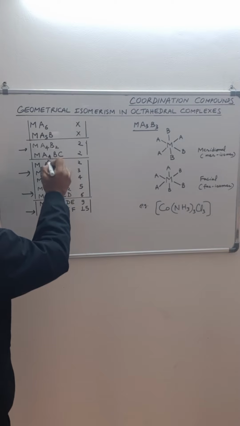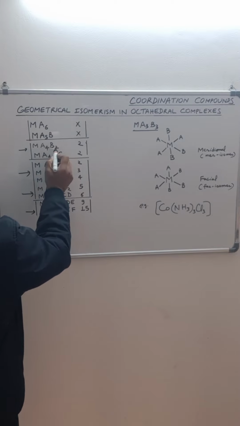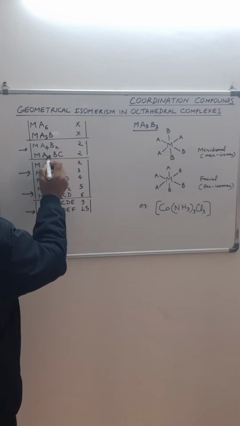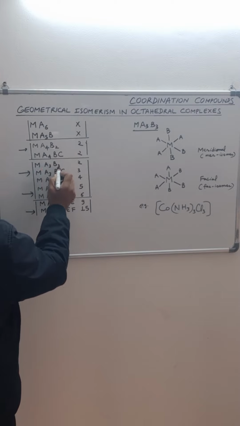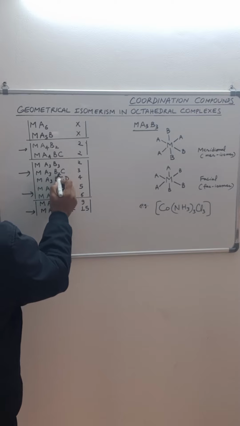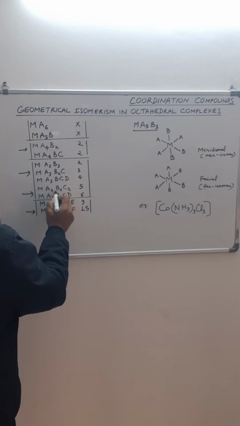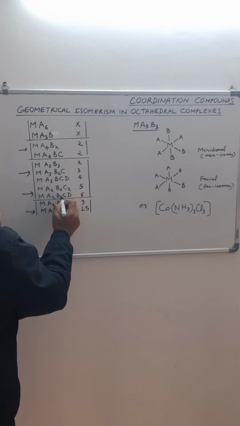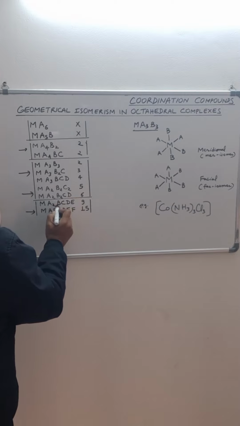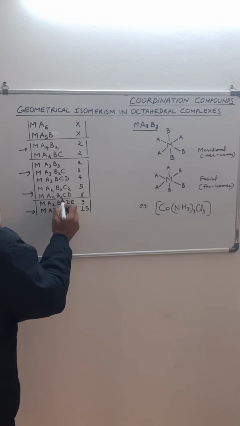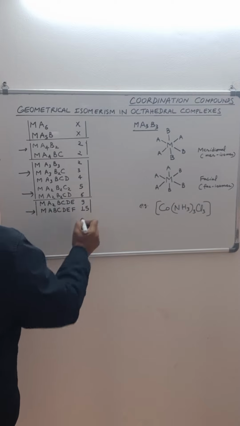We have made various combinations like Ma4B2, then we break B2 to BC, so Ma4BC, then Ma3B3, then we break B3 to B2C, then we break B2 to BCD, then it will be Ma2B2C2, then we break C2 into CD like this, and Ma2, then B2 will break into BCDE. So this way we can remember.